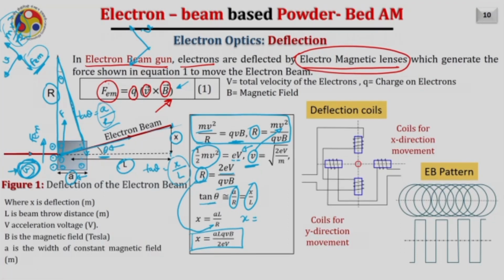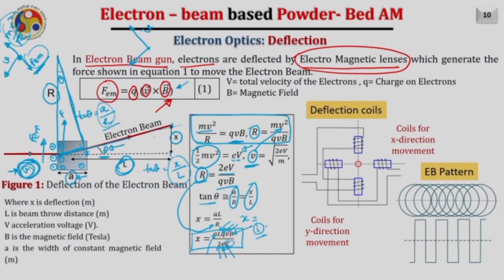Of course, it is given that a is the width of the coil, L is the distance at which I am measuring, Q is the charge on the electron, V is the velocity of the electron, B is the magnetic field, which depends on the current given to the coil, divided by 2 E, the electron charge, into capital V, that is the voltage difference to get the desirable velocity, or the acceleration voltage.